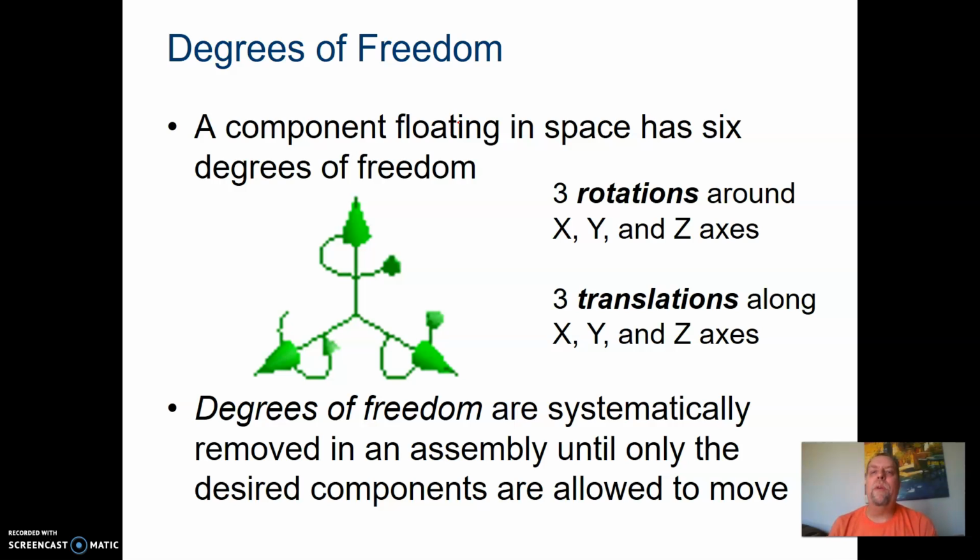When we bring in the first part, we talk about grounding. When you ground it, you're getting rid of all 6 degrees of freedom. The degrees of freedom are systematically removed in an assembly until only the desired degree of freedom is still allowed to move. So if I have an axle going in, but I still want it to rotate like this, I'll get rid of 5 of the degrees of freedom, but I'll leave this degree of freedom available for it to rotate. If I have a part that I want to move down like this, I might get rid of a rotational degree of freedom for that as well.